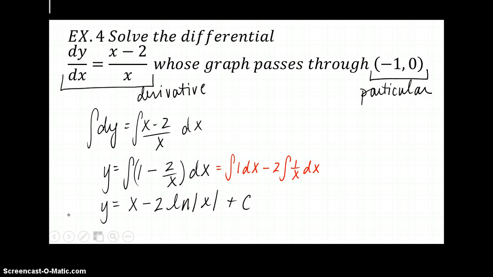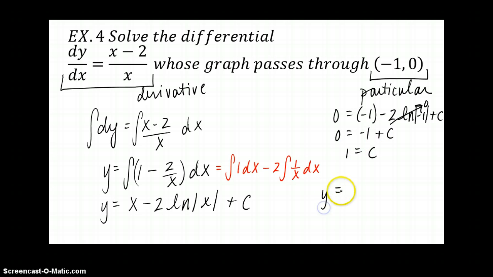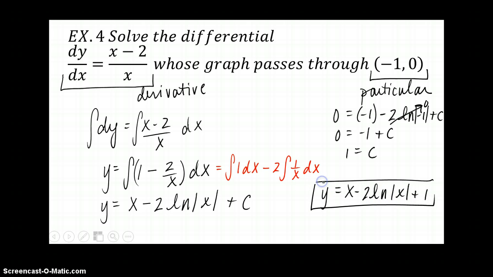Now let me plug in my particular solution. y is 0 when x is -1. The absolute value of -1 is 1. The natural log of 1 is 0. So c is equal to +1. Therefore, my solution would be that final answer.